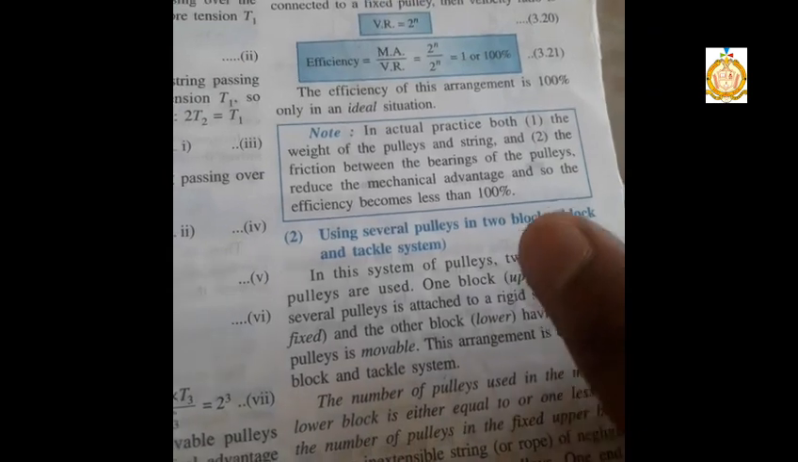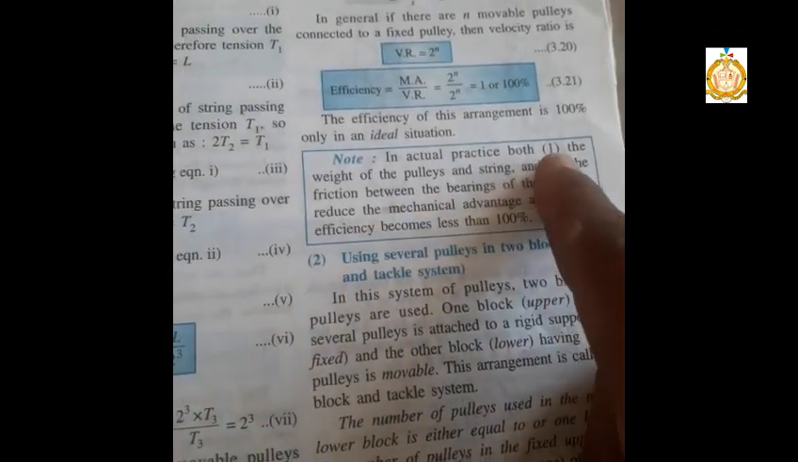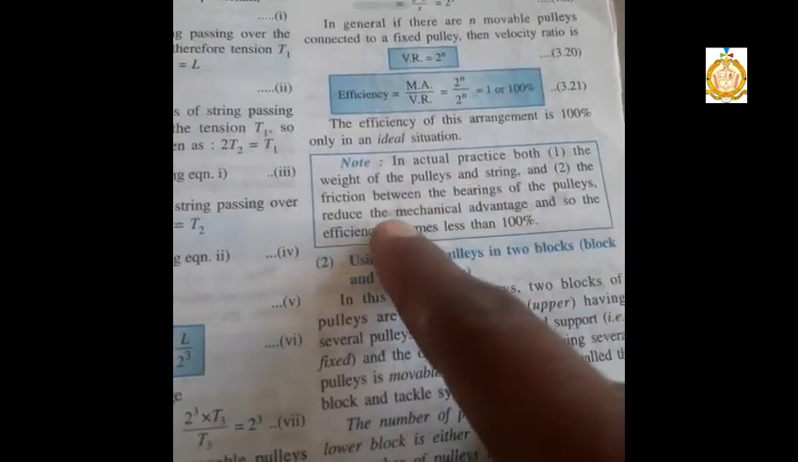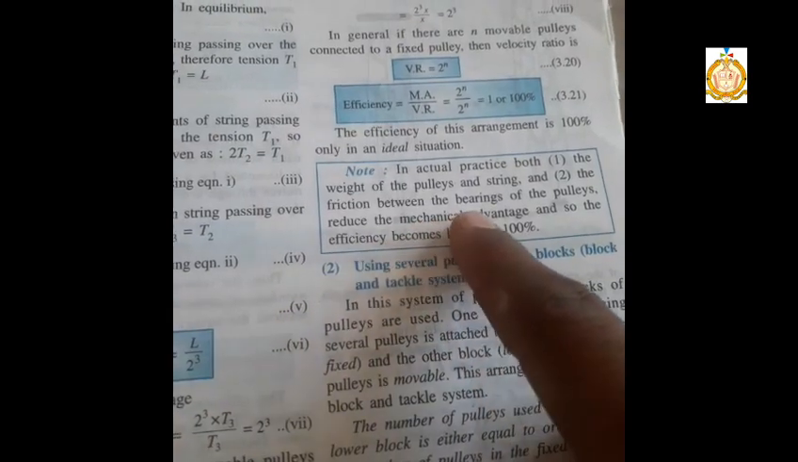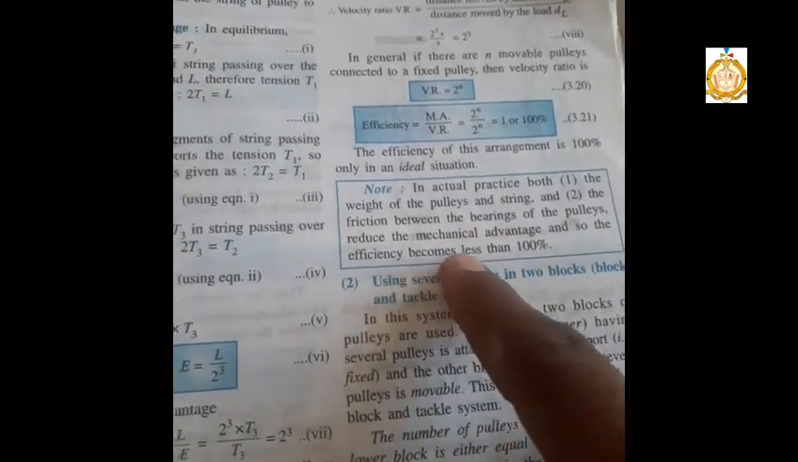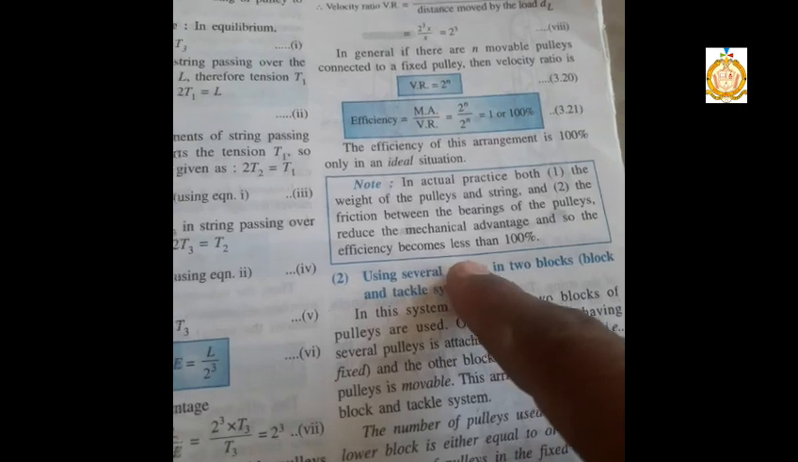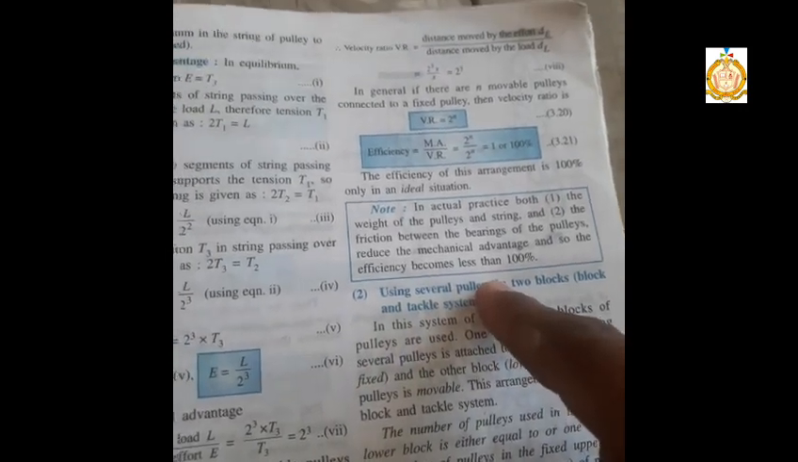In actual practice, both the weight of the pulley and the string, and the friction between the bearings of the pulley, reduce the mechanical advantage, so the efficiency becomes less than 100%.